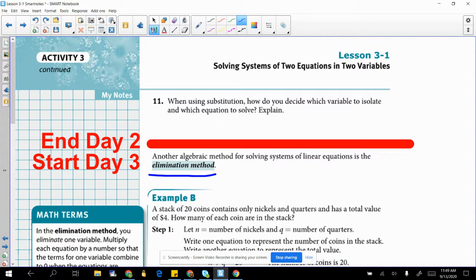Before we get started on that, think back to substitution that we did yesterday. It says, when using substitution, how do you decide which variable to isolate and which equation to solve? Explain. We are just picking up where we left off, so we are on page 34 in your Springboard book, okay? Thinking back to yesterday, remember I said it doesn't really matter which variable you pick to isolate, but we like to just pick what's easier, okay? So your easiest option, right? Don't make it harder than it needs to be. And usually that is going to be the variable with a coefficient of 1.